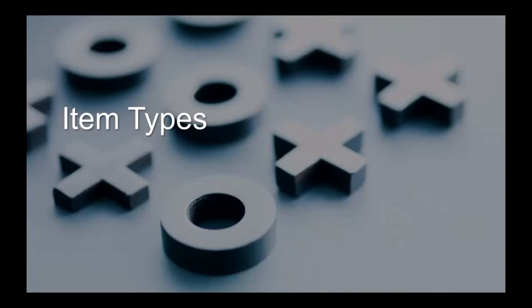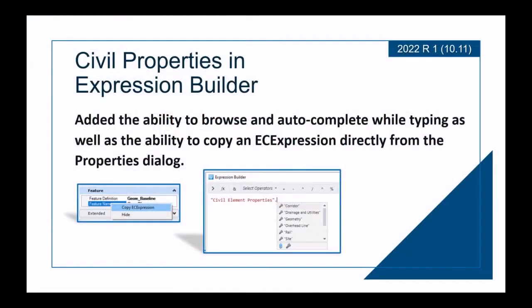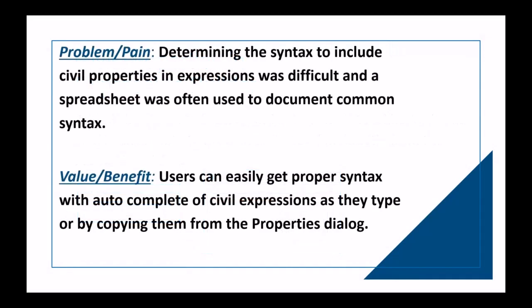The next area I want to move into are item types. We've done a lot of work in the last few releases on that. I'm going to start with a bunch of stuff that we did. There was a big uplift in 22R1 or the 10.11 release. And the first big thing that we did was make it much easier for you to write item type expressions.